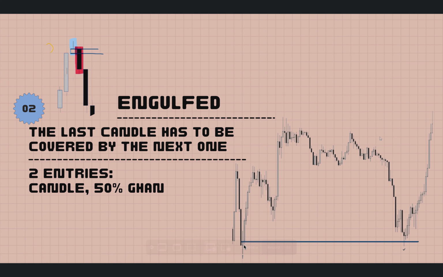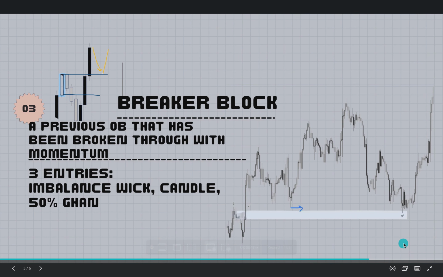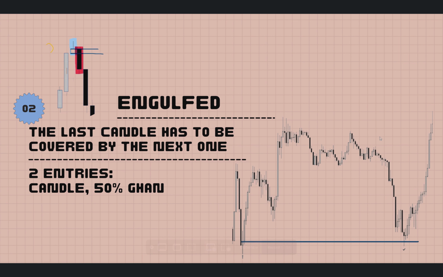Another way to actually identify it is, if you're not very confident putting your entry on the body, you can go ahead and find the 50% imbalance region, where price actually finds a stall and goes from distribution to accumulation, and it usually happens at an equilibrium. So a 50% imbalance is a great way to actually go about things.